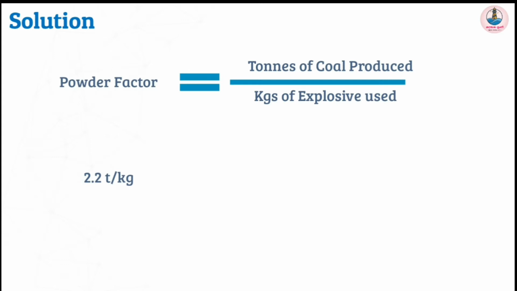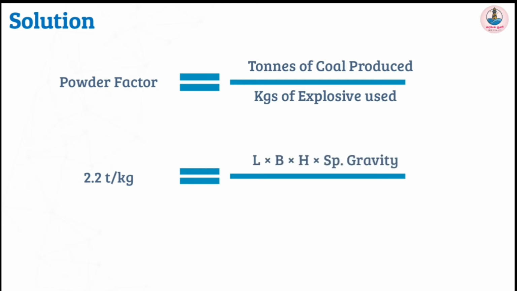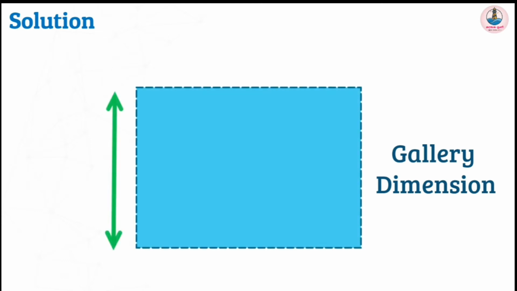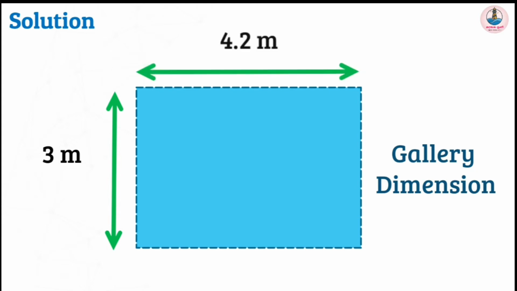2.2 tons per kg. So, what are the tons of coal produced? That is found using the normal formula: length into breadth into height into specific gravity, divided by kgs of explosive used. First we are going to find the numerator, that is tons of coal produced. You can see the gallery dimensions given in the question. The height is 3 meter. The width of the gallery is 4.2 meter.